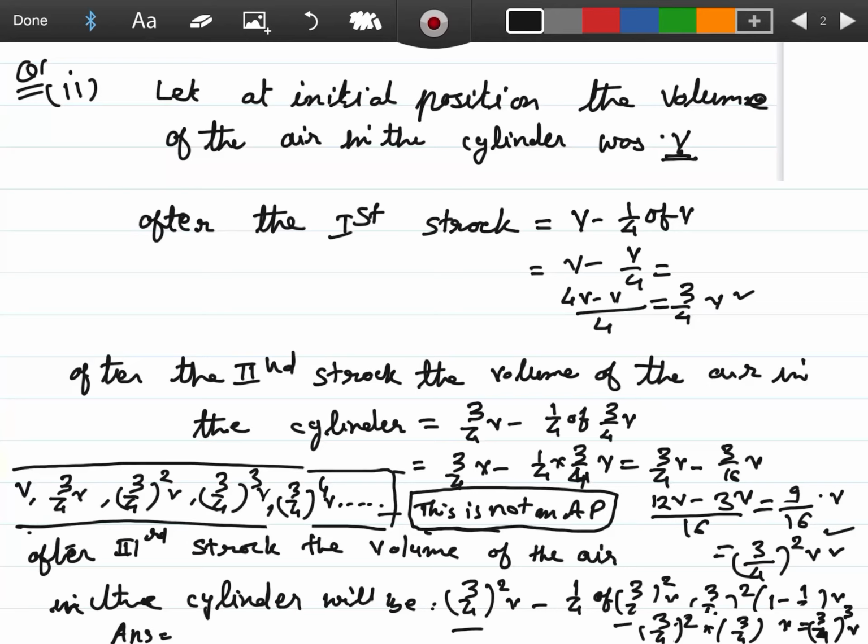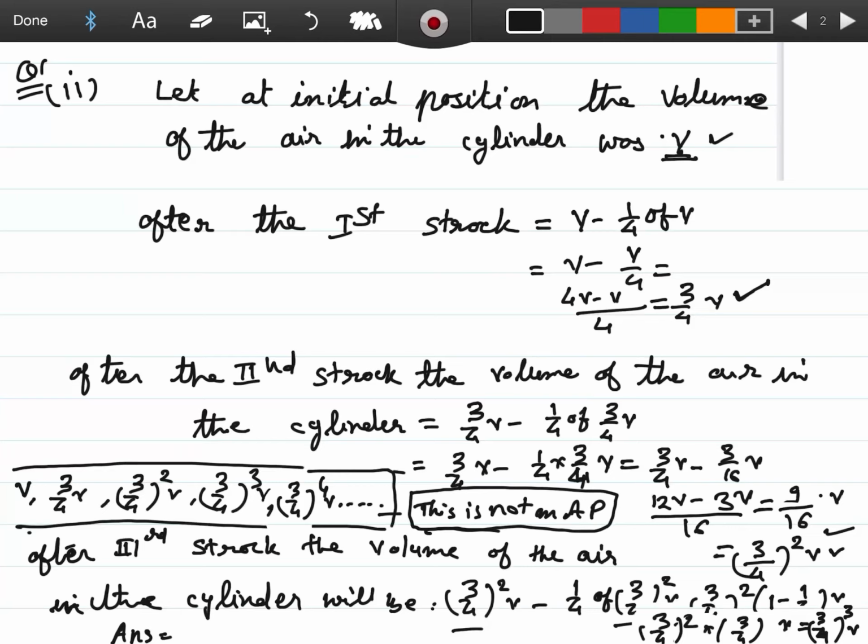क्या था प्रॉब्लम? कि इनिशियली इसका वॉल्यूम कितना था? V था, और हर बार आफ्टर एवरी स्ट्रोक 1/4 एयर इज पम्प्ड, 1/4 ऑफ द रिमेनिंग एयर इज पम्प्ड. तो एक स्ट्रोक के बाद हमने 1/4 निकाल लिया, तो 3/4 बचेगा सिलेंडर में वॉल्यूम. नेक्स्ट स्टेप में 3/4 V में से 1/4 ऑफ 3/4 V माइनस हो जाएगा.